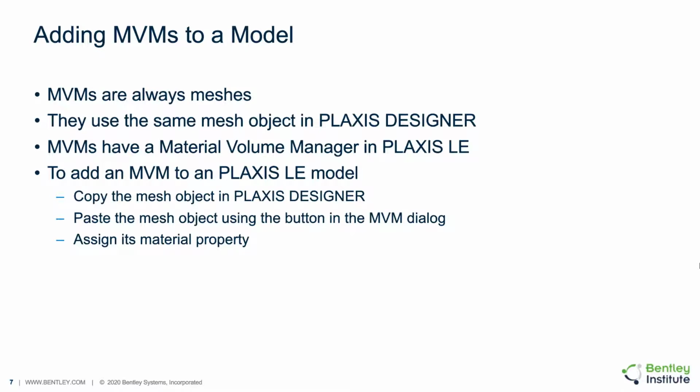In order to add material volume meshes to a model, they can be added under the mesh objects, as MVMs are always meshes. Within the PLAXIS LE slope stability software, there is a separate manager dialog to manage the MVMs. The display of the MVMs as well as their order of priority can be adjusted in the manager dialog. In order to add a material volume mesh to a PLAXIS LE model, the mesh must be copied from PLAXIS Designer and pasted into the material volume mesh dialog in PLAXIS LE. The material property can then be assigned in PLAXIS LE.